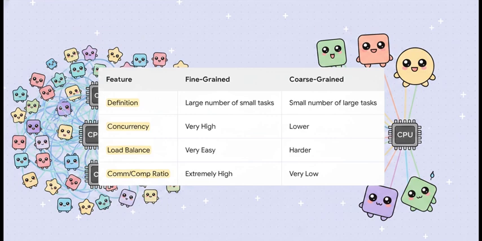But here's the catch, and it's a big one. The communication to computation ratio is awful. The processors spend more time talking about the work than actually doing the work. Coarse-grained is the opposite. You have just a few really big tasks. This totally slashes that communication problem, but it makes it way harder to keep all your processors busy.